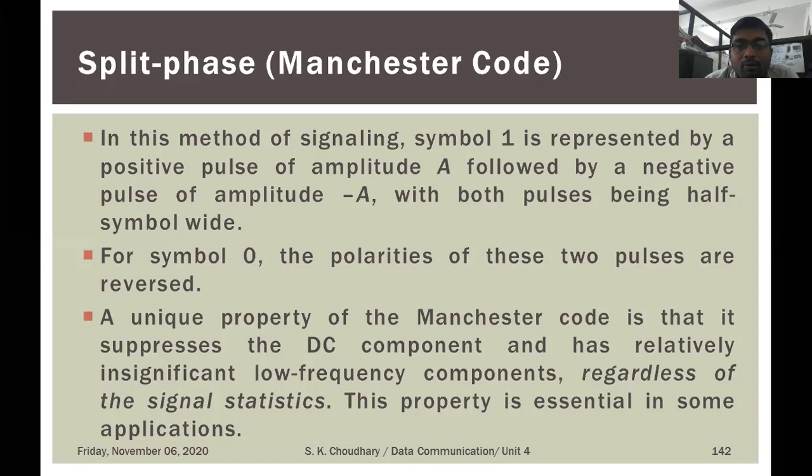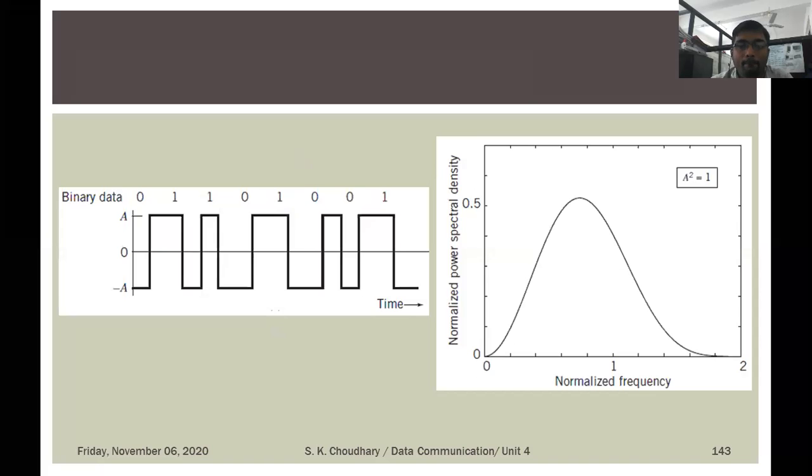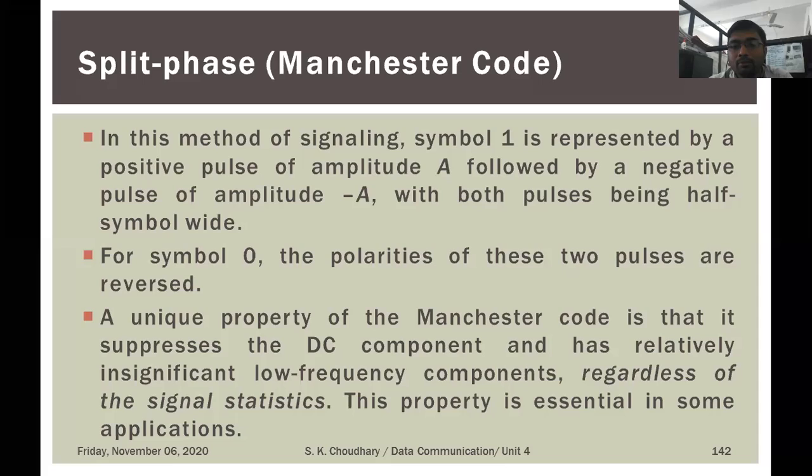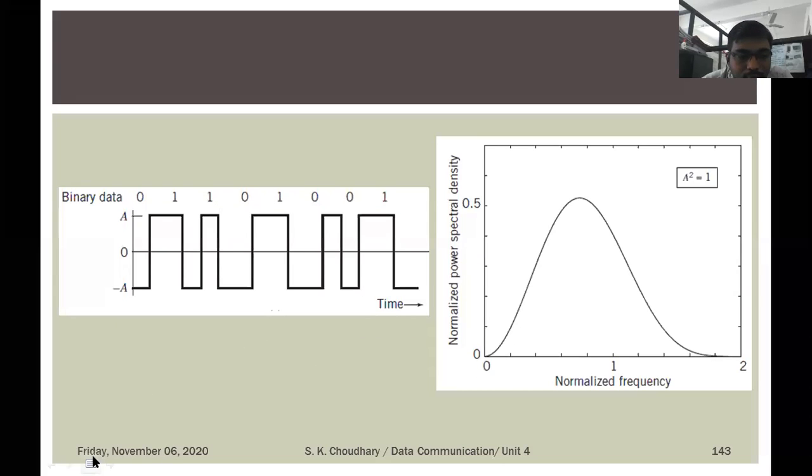So we have to see the timing diagram of this split phase, then the concept will be more clear. Here symbol 1 is represented by a positive pulse of amplitude A followed by a negative pulse of amplitude minus A, both at half of the pulse width. Binary 0 has the polarity of these two reversed. This is a very important diagram, we have to take care of this. This is your TB upon 2, and up to this point you achieve the TB.